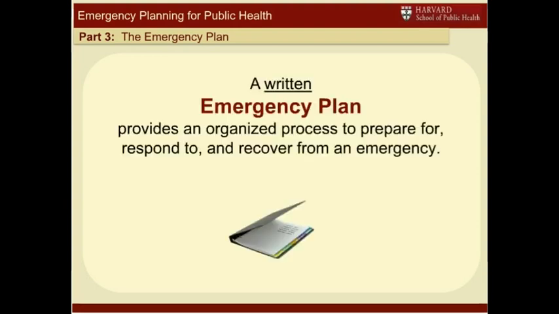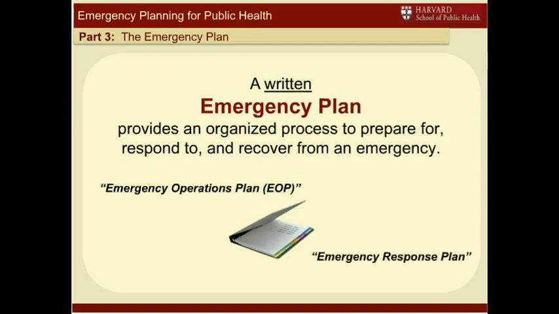We've discussed the steps of emergency planning. Now we'll focus on the emergency plan itself. What is an emergency plan? Let's start with a definition. An emergency plan is a written document that provides organized processes and procedures to prepare for, respond to, and recover from an emergency. Emergency plans are sometimes referred to as an Emergency Operations Plan, or EOP, or an Emergency Response Plan or Management Plan, depending on the community.